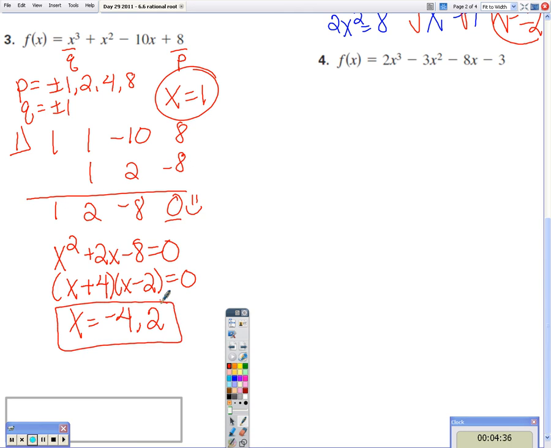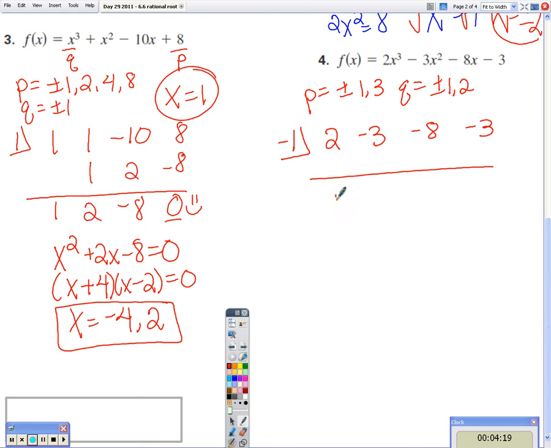And last but not least, number 4. My choices for p are all plus or minus 1 and 3. For q, it's plus or minus 1 and 2. And this time I'm going to start with negative 1. And that works. So x equals negative 1 is my first zero.